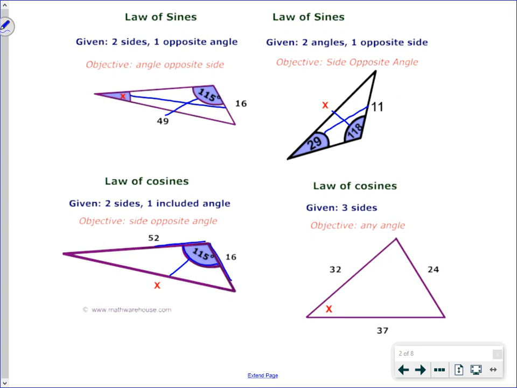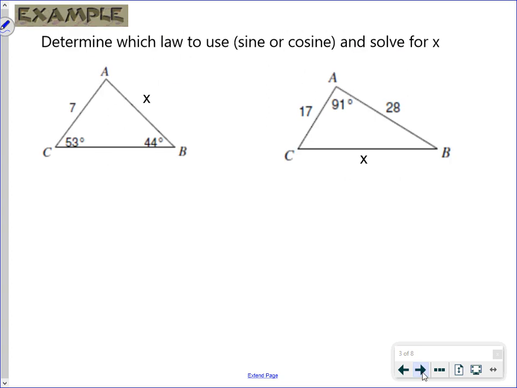Also with the law of cosines, if we know all three of the sides and we're looking for one of the angles, then we will use the law of cosines. So we'll do a bunch of examples now. In each of the examples that we're going to do, we need to determine whether we're using the sine law or the cosine law. And once we determine that, then we can actually solve for our missing side or our missing angle.